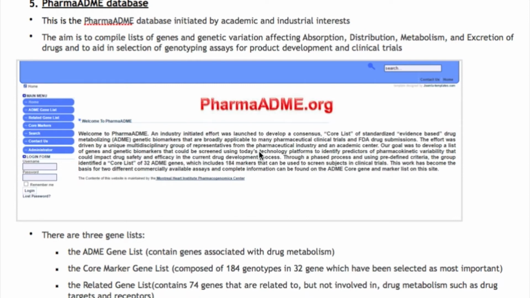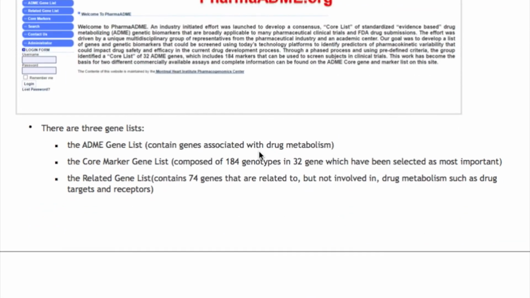There are 3 gene lists, first one being the ADME gene list, which contains genes associated with drug metabolism, the core marker gene list, which is composed of 184 genotypes and 32 genes which have been selected as most important, and lastly, the related gene list, which contains 74 genes that are related to but not involved in drug metabolism, such as drug targets and receptors.